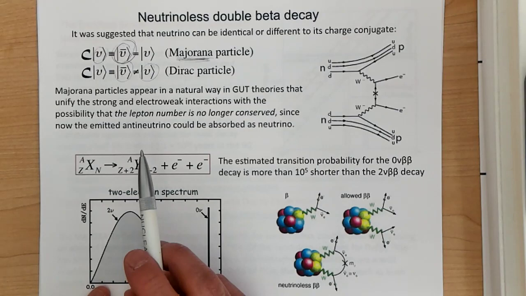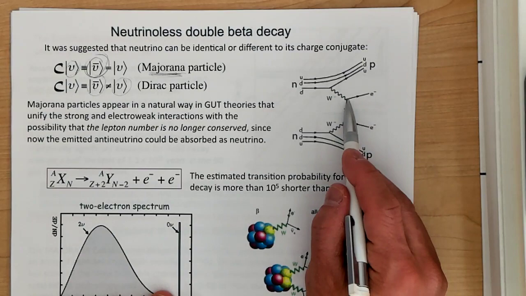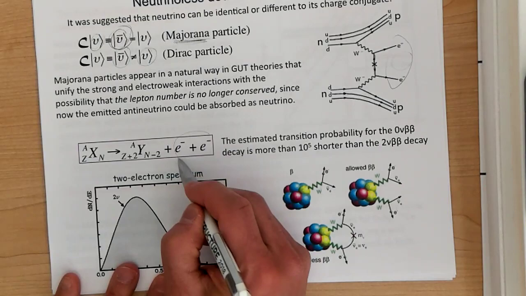If that's the case, then you can have a very exotic version of double beta decay, where instead of producing the two electrons and two anti-electron neutrinos, you could actually have no neutrinos being produced because they sort of annihilate each other. Okay, in that case, you would only see two electrons coming out from this double beta decay.